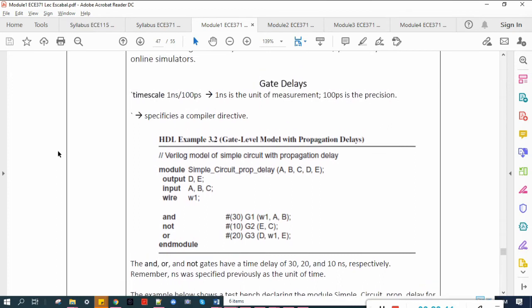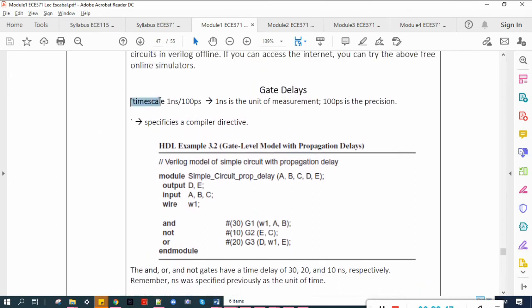Gate delays. In our test bench, we usually write this line of code. What do you call this? Apostrophe? No. Tilde? Forgot. But we add a time scale to indicate, for example, here we have 1 nanosecond / 100 picosecond. The 1 nanosecond here is the unit of measurement, while the 100 picosecond is the precision.